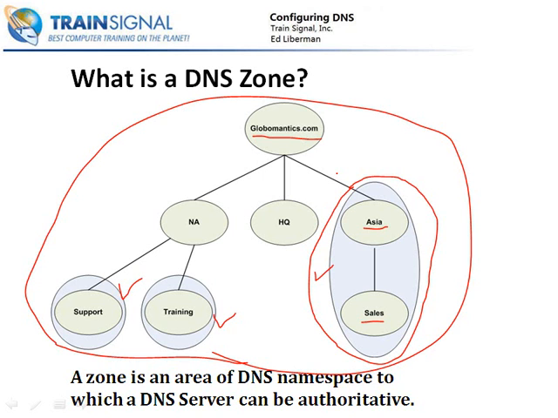unless those subdomains have been specifically delegated out. So here we have a couple of other examples where we have the bottom of the tree, so to speak, support.na.globalmantics.com and training.na.globalmantics.com, which have each been separated out into a separate zone and then delegated to individual DNS servers to manage that area of namespace or to be authoritative over that area of namespace.